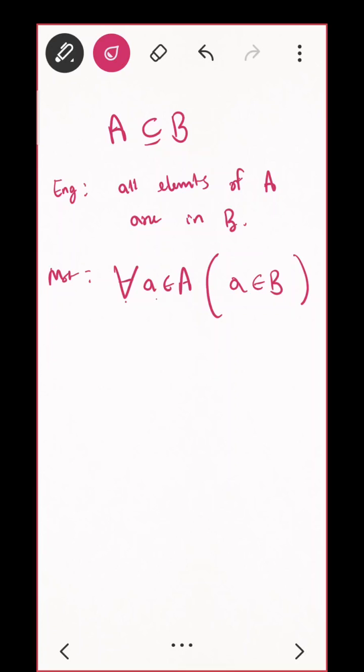Simple and short definition. Is that clear? If I say all elements of A are in B, that means what? Mathematically I am writing it as for all a in A, what is the condition? a is in B. What is the property? a is in B. Is that clear? Good. Okay. What else? What is the negation of this?